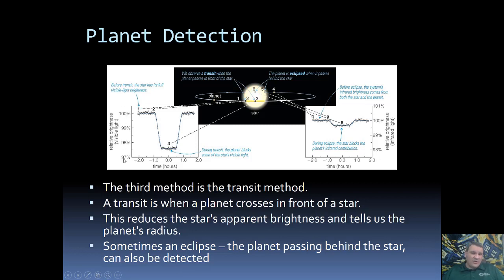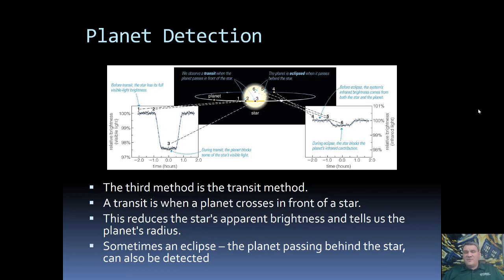Okay, so up and down, we're looking at the brightness of the star, and then along the bottom, we're looking at time. So at first, we just see the star itself at full brightness. Then, when the planet begins to cross through, it begins to block some of that light. Then through here is when we see the planet crossing all the way. Then, as it gets towards the edge, it starts leaving in front of the star, and so we get the light back until it's back to normal. Okay, this is the idea of the transit method. We actually have the planet crossing in front of the star.